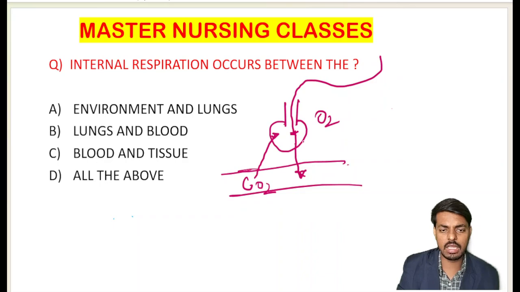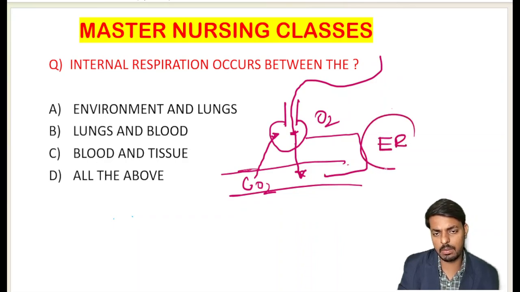When there is a gas exchange between the alveoli, or the lungs, and the blood, we call this the external respiration. Very, very importantly, we call this the external respiration.